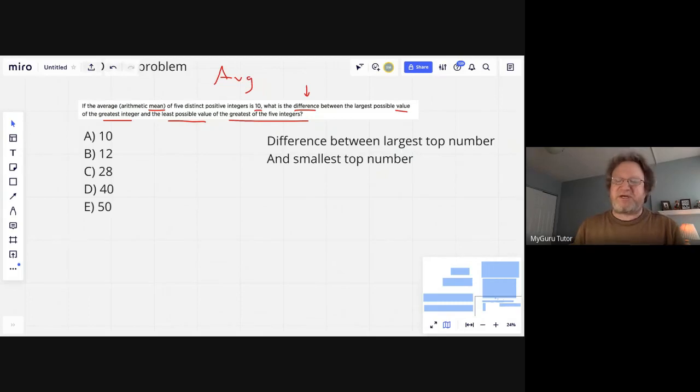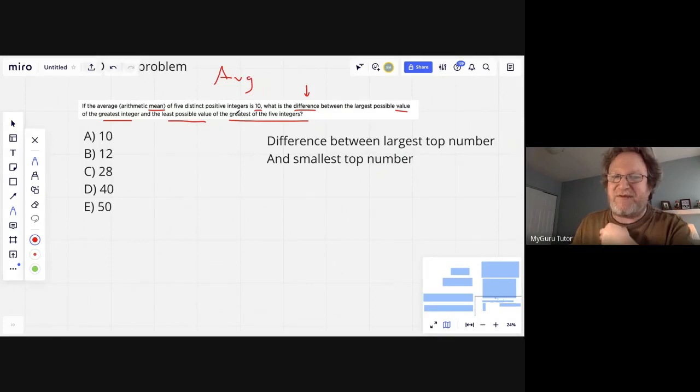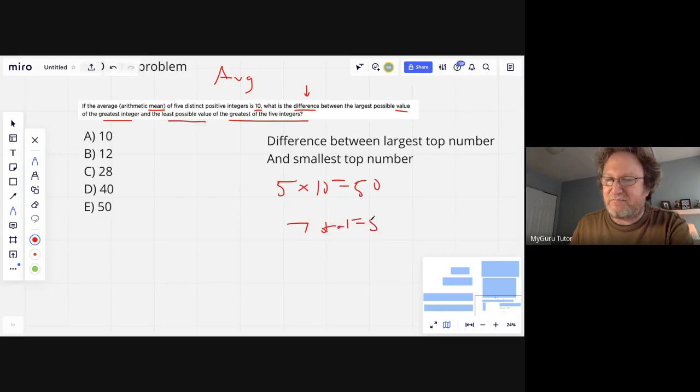So what I would recommend for this kind of thing is a couple of things. First, keep in mind the basic concepts. When you're dealing with an average question, it's probably going to help you to get the totals. So if you have 5 numbers with an average of 10, that total is going to be 50, because the number of terms times the average of the terms equals your total. So we're going to have numbers that total 50. Okay, great. Now what do we want? How are we going to figure out the greatest possible value of the 5 integers? Well, this is really a maximum minimum problem.